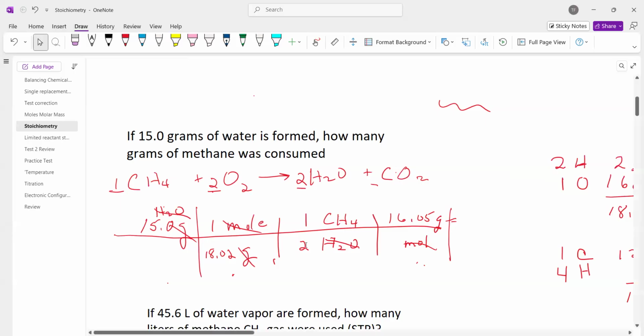Sig fig wise, we got 3. 4. How many sig figs with the 1 and 2? Yes, that's right. I only saw one part. Let's see the other part.